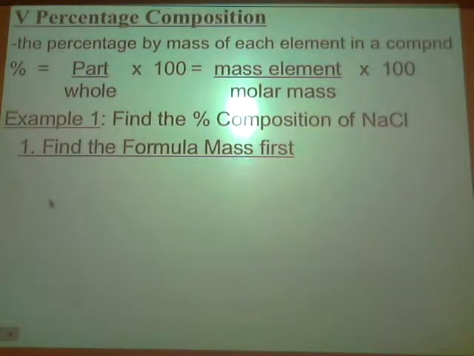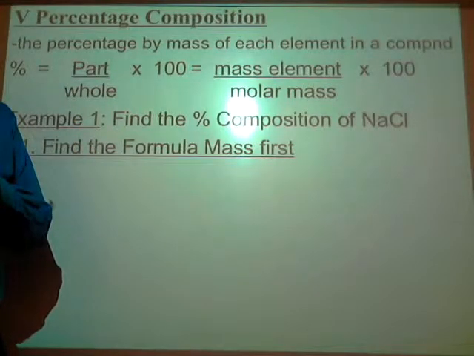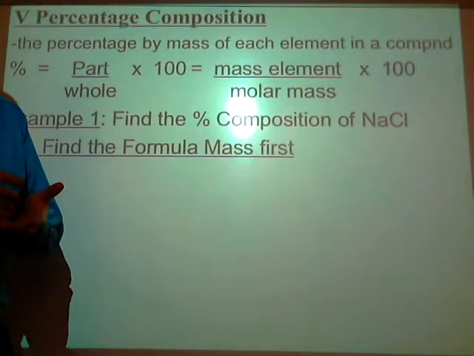Find the molar mass first, okay? So again, I have this one worked out for you. You don't have to look ahead. What are you going to do to get the molar mass of Na and Cl? You're going to find the mass of Na and Cl and then add them together. Exactly. Find the mass of Na and Cl and add them together.